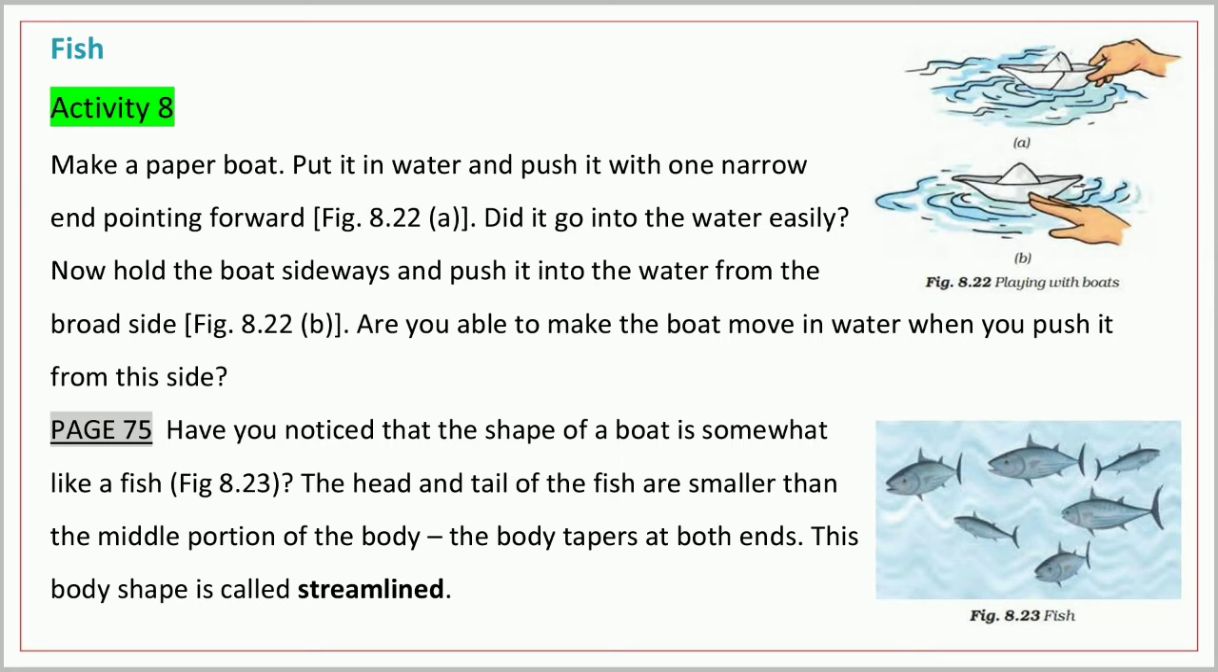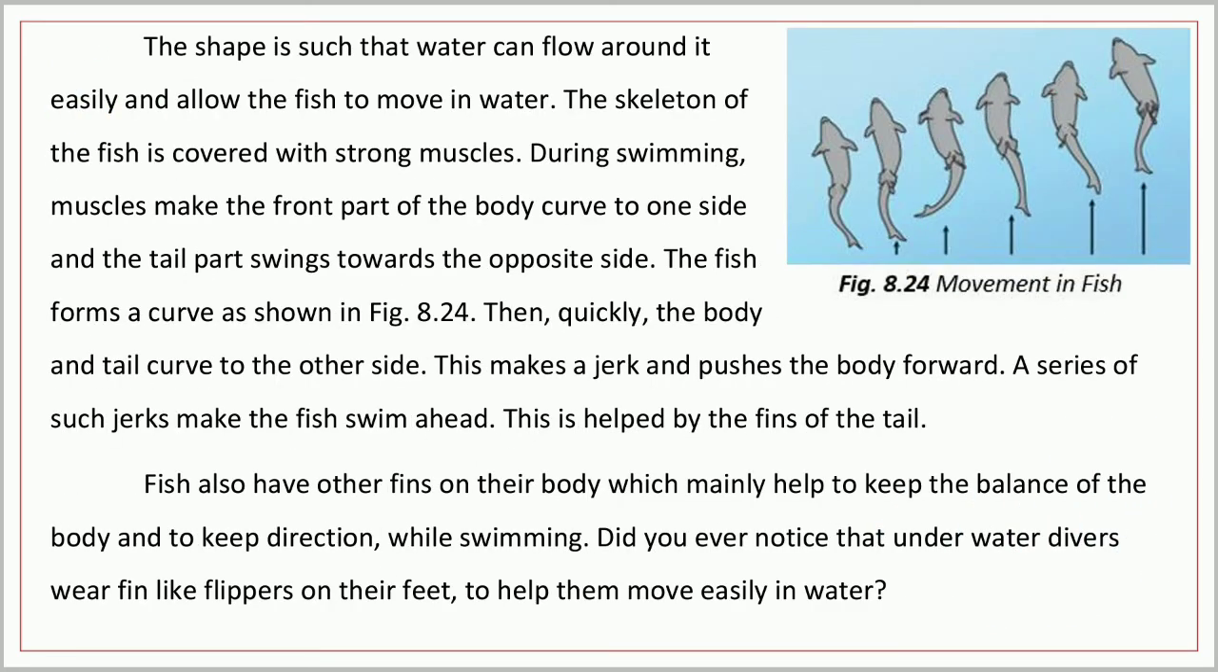Figure 8.23. The head and tail of the fish are smaller than the middle portion of the body. The body tapers at both ends. This body shape is called streamlined. The shape is such that water can flow around it easily and allow the fish to move in water.